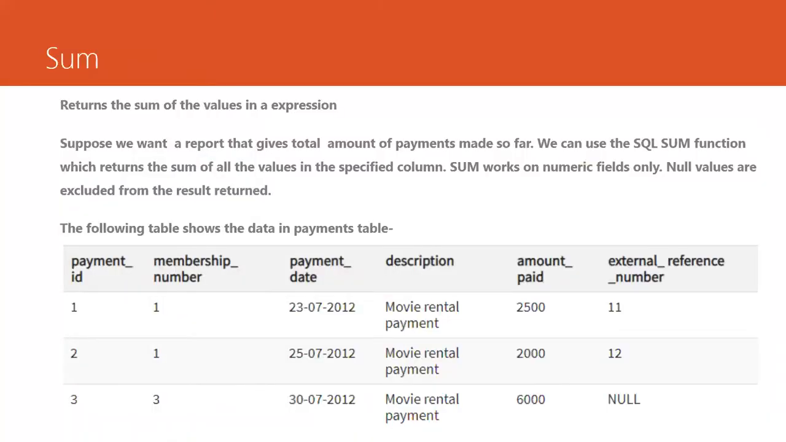The first function is sum. It returns the sum of values in an expression. Suppose we want a report that gives the total amount of payments made so far. We can use the SQL sum function, which returns the sum of all the values in the specified column. Sum works on numeric fields only. Null values are excluded from the result returned. The following table shows the payment details in payments.